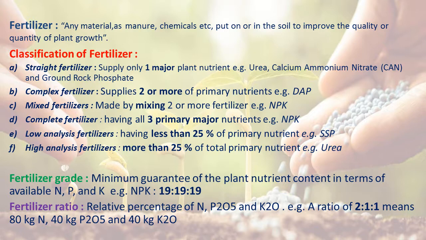Then is the fertilizer grade. Fertilizer grade means the guaranteed analysis of the plant nutrient. Here I have mentioned the example of NPK 19, and we can give another example of 18:26:26, that is the NPK. And next is the fertilizer ratio. Fertilizer ratio means the relative percentage of NPK. For example, NPK 10:20:20 has the ratio 1:2:2.